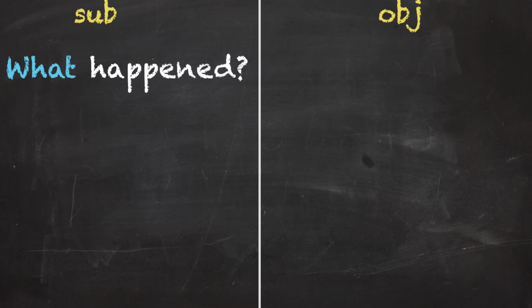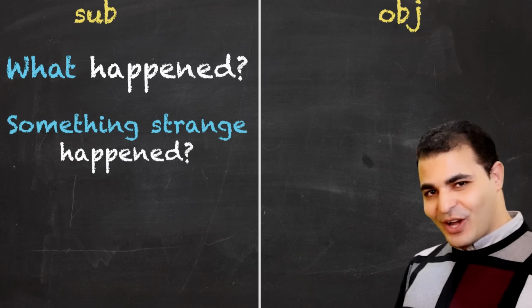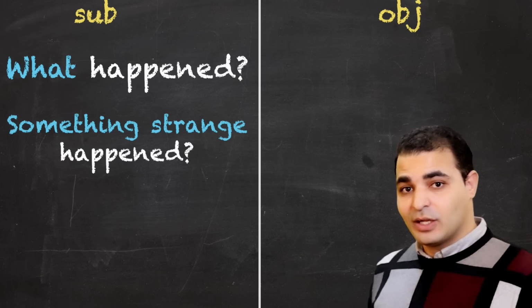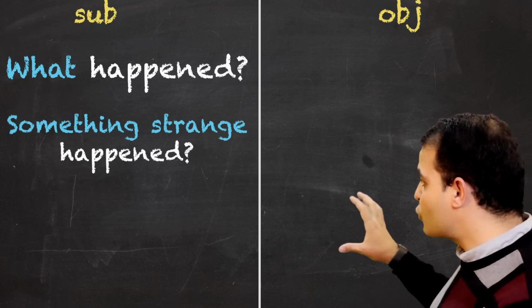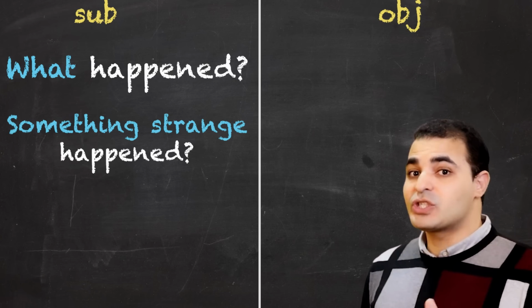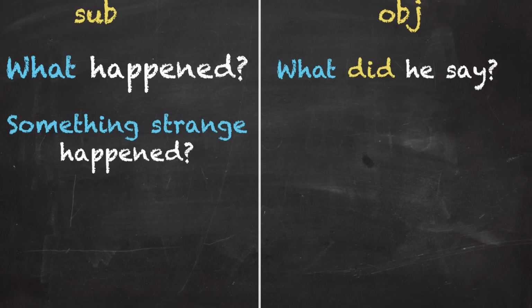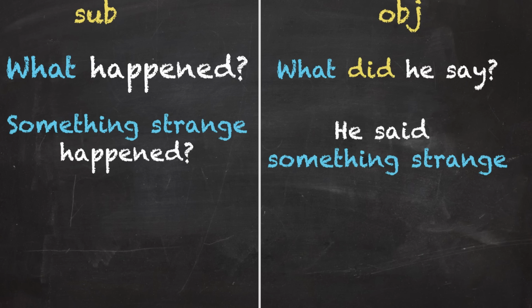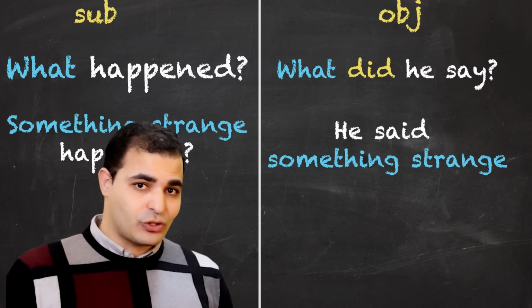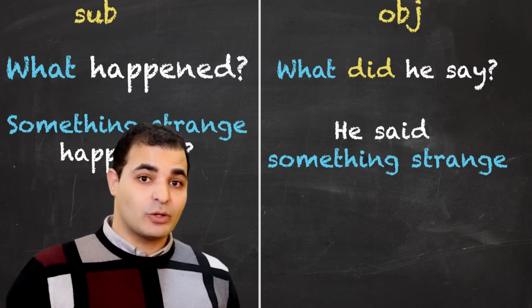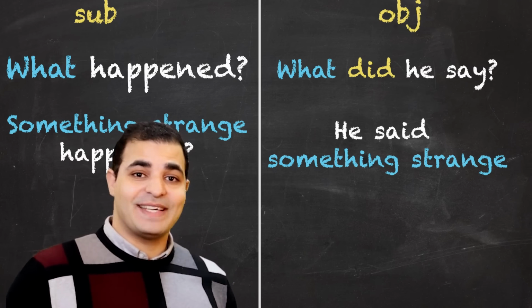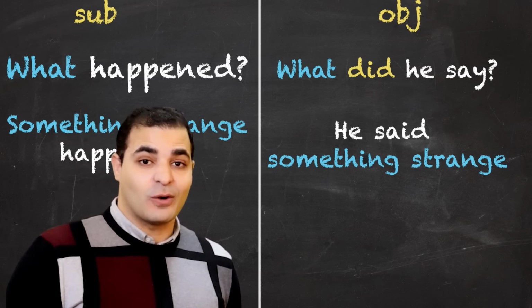What happened? Something strange happened. Not what did happen. Again, look at the answer. We're asking about something strange that happened. We're asking about the subject that did the action. But compare that to this. What did he say? He said something strange. We're asking about the strange thing that he said. We're not asking about who did the action. We're asking about the action itself, the object. So we used did. The same thing happens when the subject begins with question words like which, what, whose, what sort of, how much, how many.